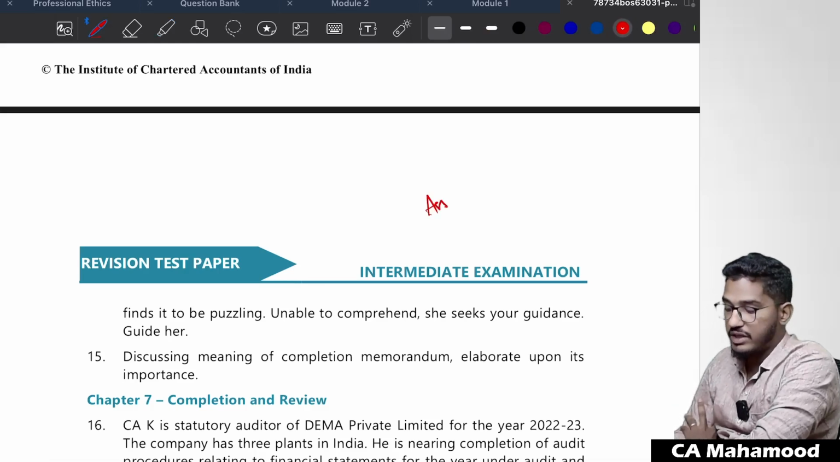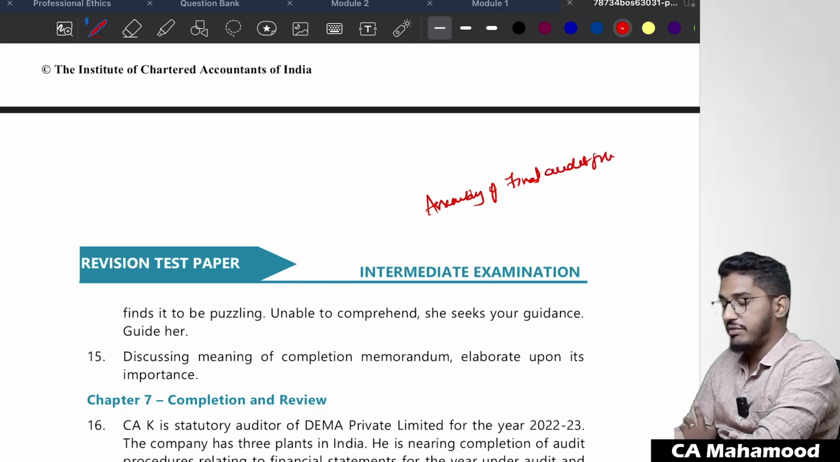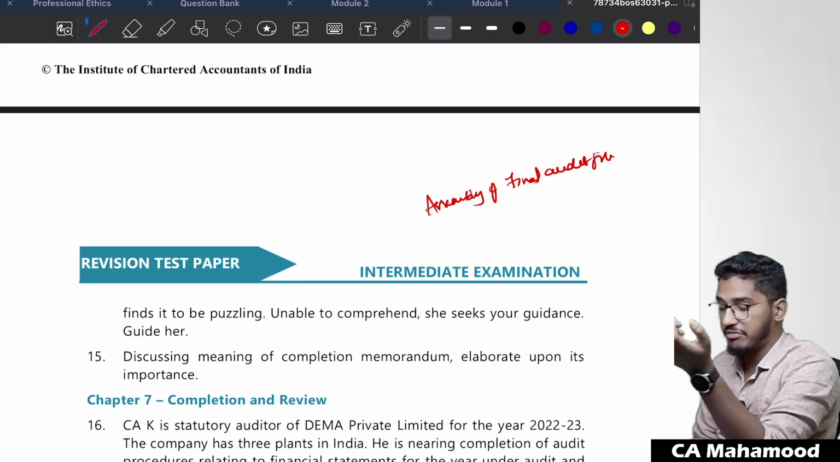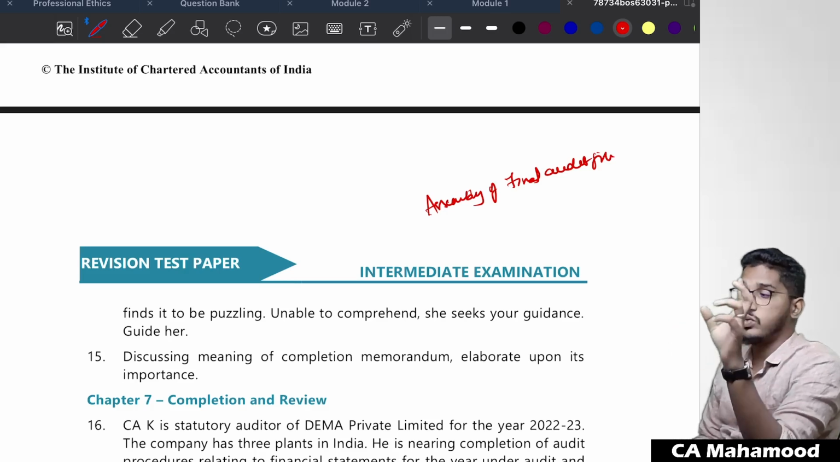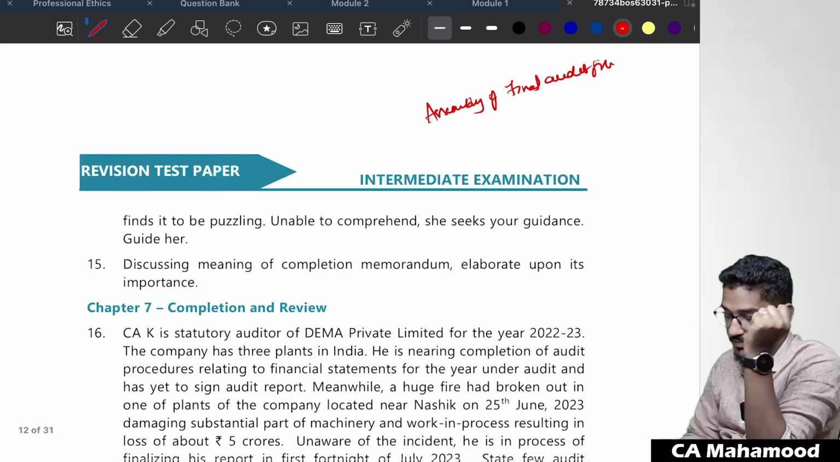Nothing but they're asking you to write about assembly of the final audit file. There will be a question in the audit documentation chapter, assembly of the final audit file, that you have to write. So assembly has to be completed within 60 days from the date of auditor's report. While assembling the audit file, we will not perform any audit procedures. We will do only administrative work. We will not make any new decisions. So that assembly of audit file, whatever is that paragraph you have to write here.